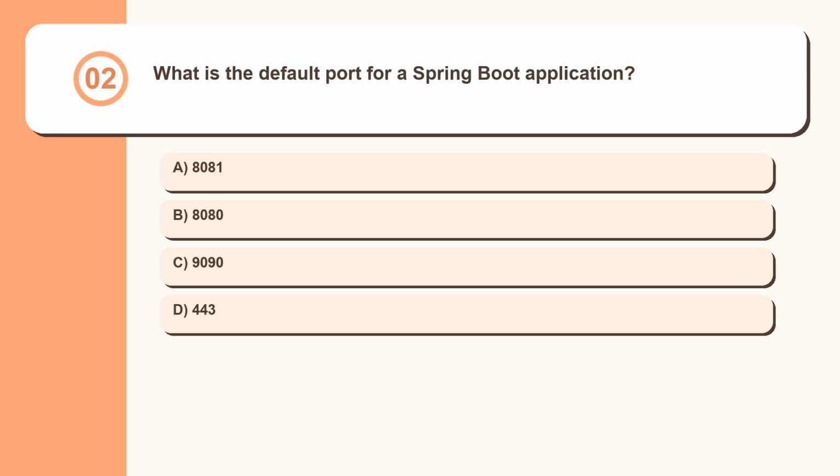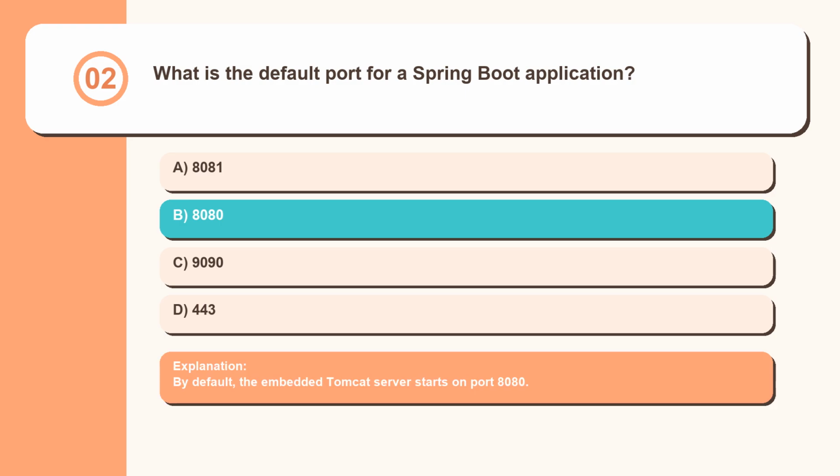Question 2. What is the default port for a Spring Boot application? 8081, 8080, 9090, 443. By default, the embedded Tomcat server starts on port 8080.